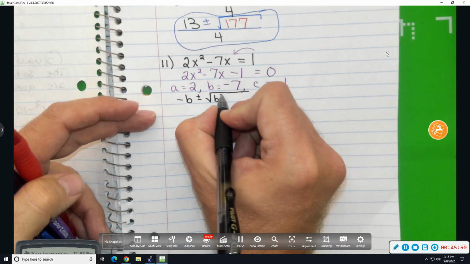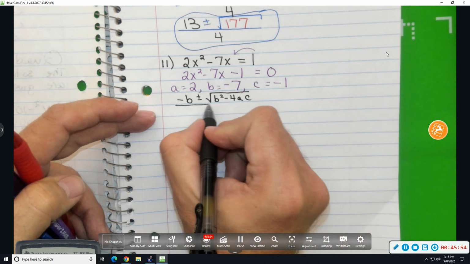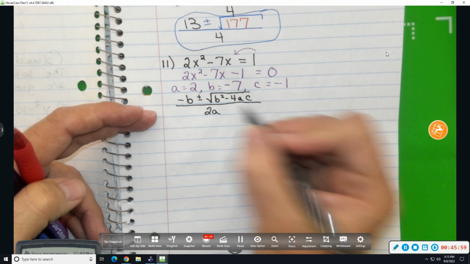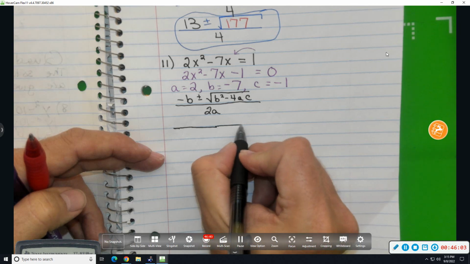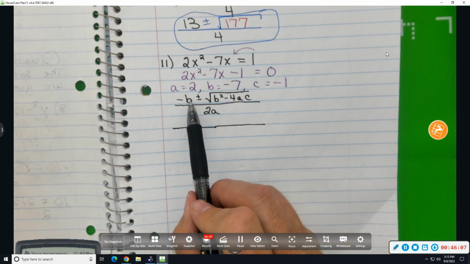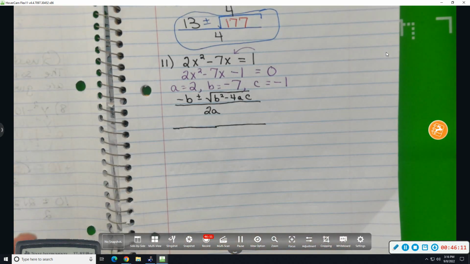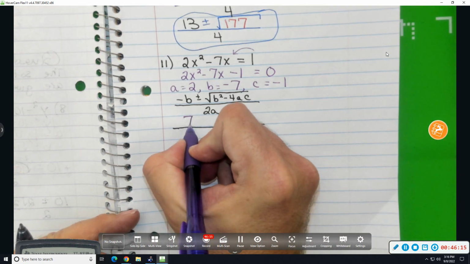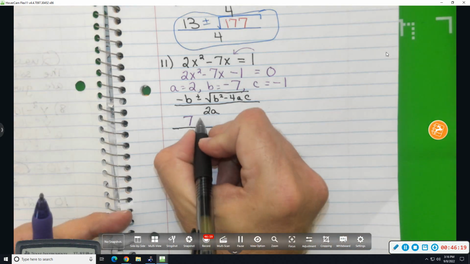I'm writing down the quadratic formula. -b plus minus the square root of b squared minus 4ac all over 2a. And now I'll start punching in. Not punching in, plugging in. -b. -7, is that just going to be a +7? You say that like you're not sure, Tony.